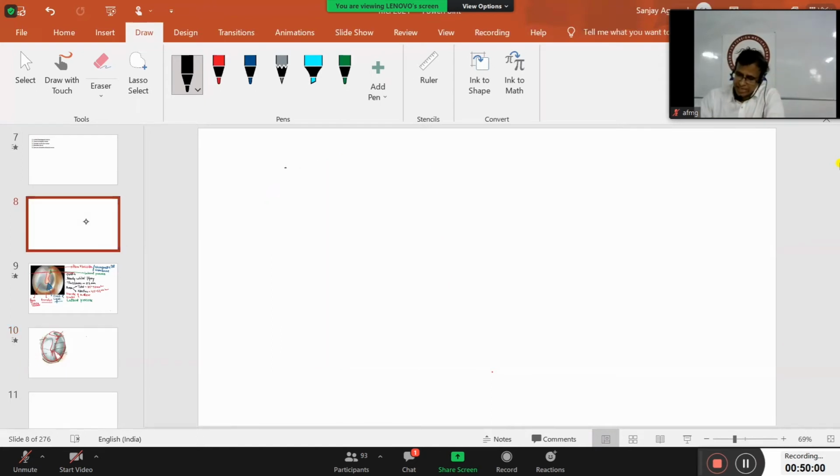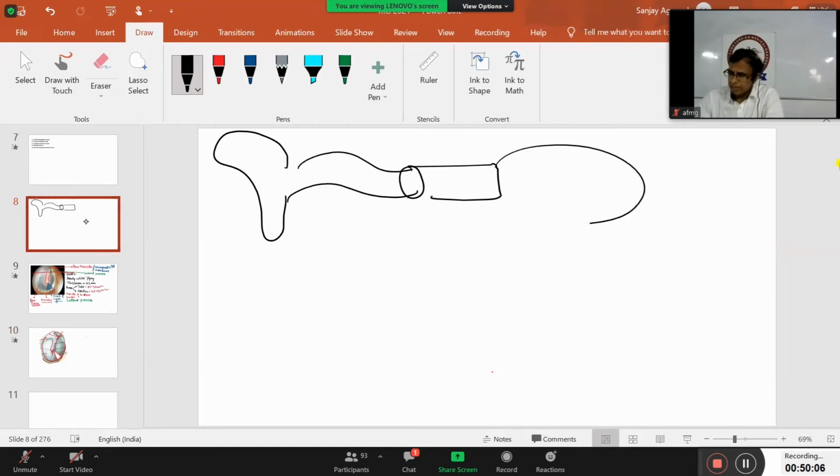So I will draw the diagram. External ear canal, tympanic membrane, middle ear, and inner ear. We'll do the nerve supply of every part of the ear. So in one diagram, we'll have all the nerves of the ear, so you can revise and remember easily. And externally, how many nerves? 5. 1, 2, 3, 4, 5. 5 nerves.